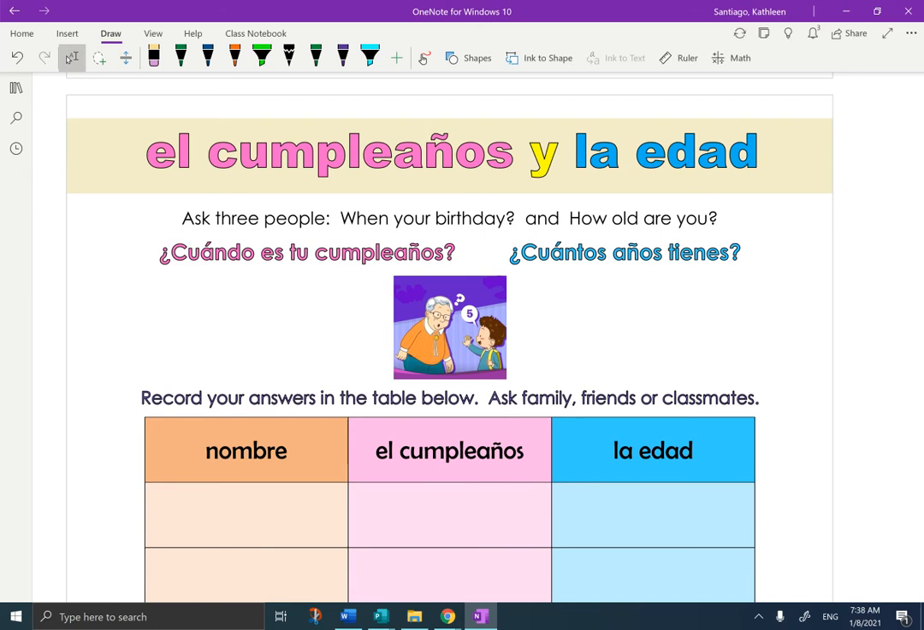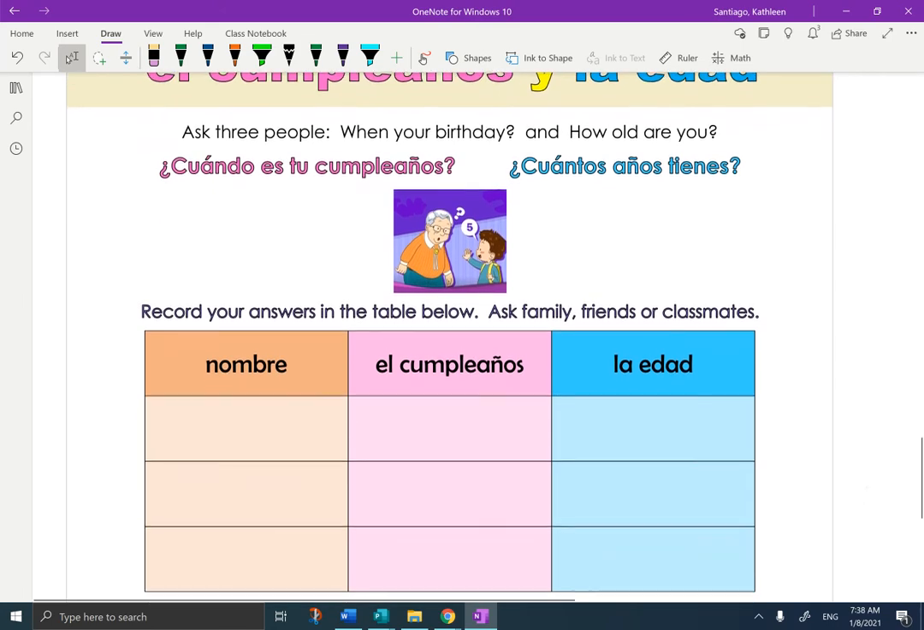Your assignment is to ask 3 people when is your birthday and how old are you, asking them in Spanish. Now remember, you might have to teach them how to answer, so use the notes above to do that. So, ¿cuándo es tu cumpleaños? And ¿cuántos años tienes? Record your answers on the table below. Ask family, friends, or classmates.